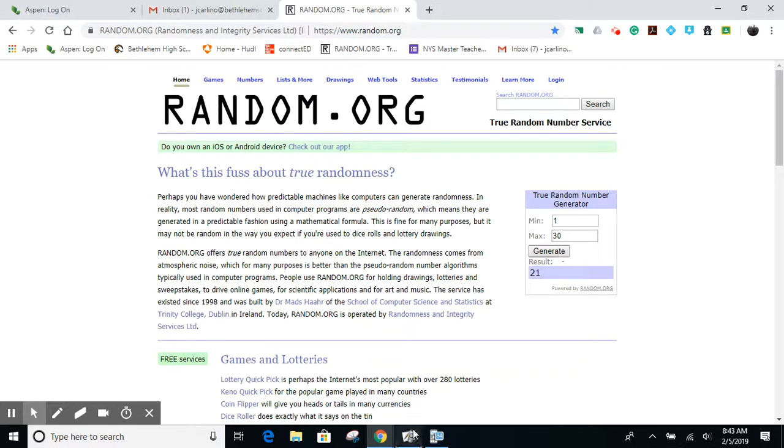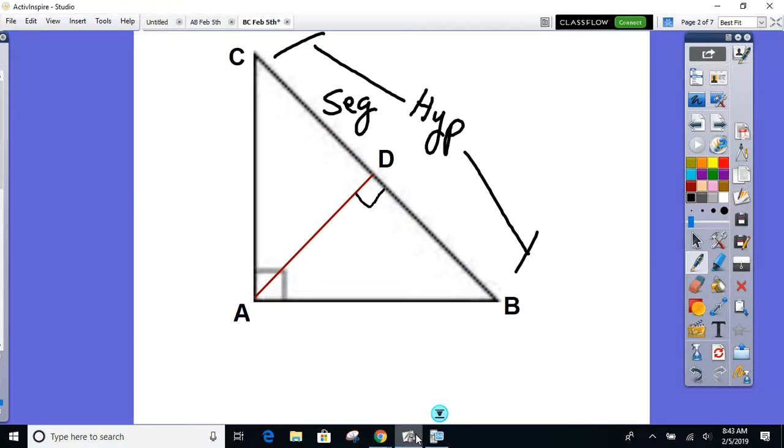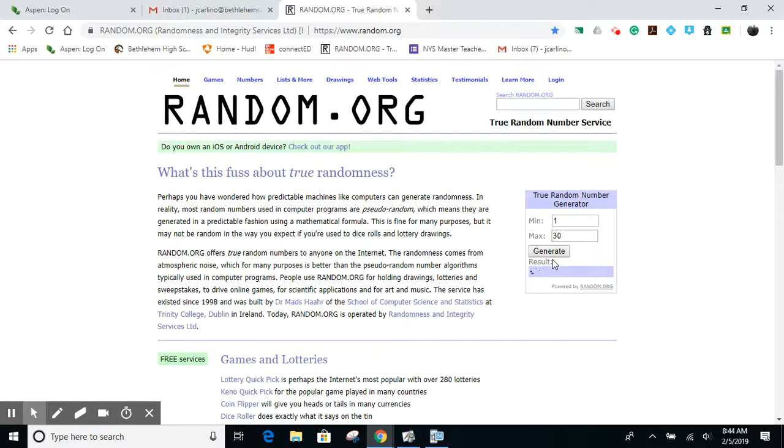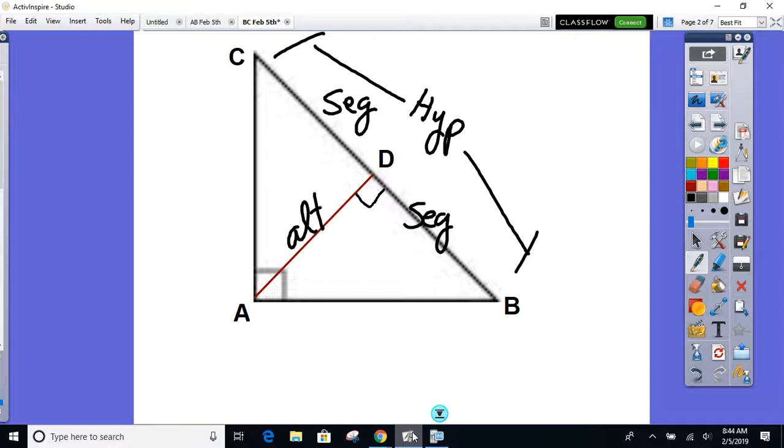Let's hear from 21. DB is the other segment, and name another one up here. AD is an altitude, and then I just need somebody to name AB and AC for me. 12, name AB and AC. They're both legs. Perfect. Leg, leg. We're all good on naming them.